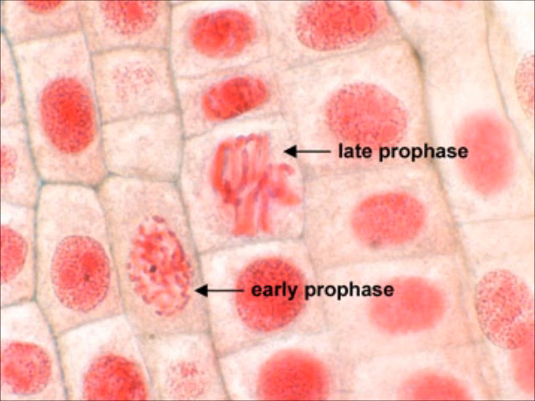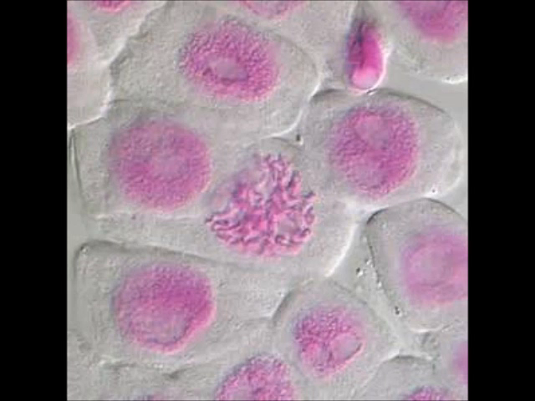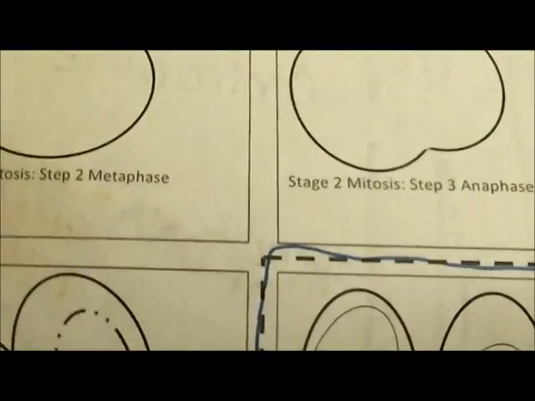Here's a picture with a few cells pointed out going through prophase at different points. So one has the nuclear membrane gone. In this picture, can you find the one going through prophase? If you guess this guy in the middle, you'd be correct.